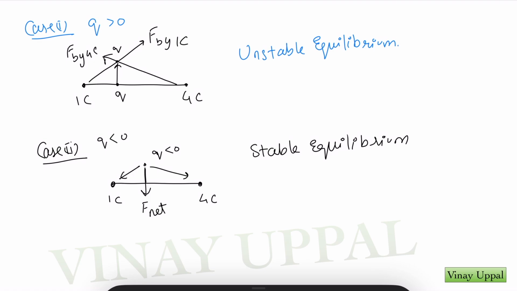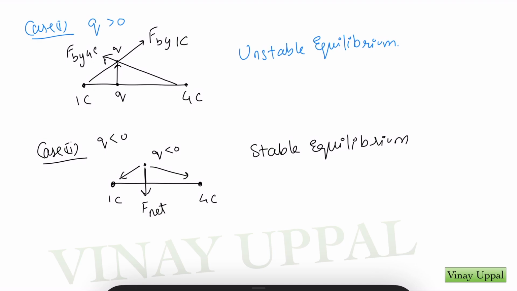Overall, such an equilibrium is called unstable. Remember this, it's very important. For an equilibrium to be called stable, it should be stable in every possible direction. If there is even a single direction along which the equilibrium is unstable, then overall we term it as unstable. So here overall the equilibrium position is unstable for both positive and negative charge.